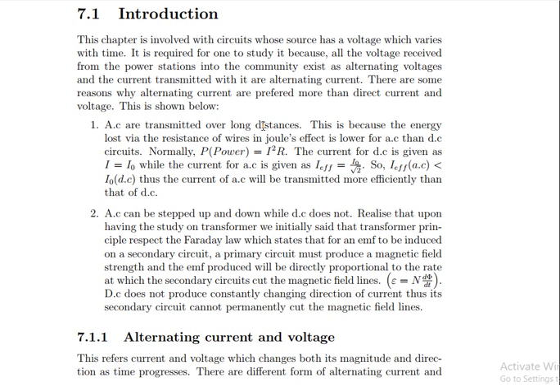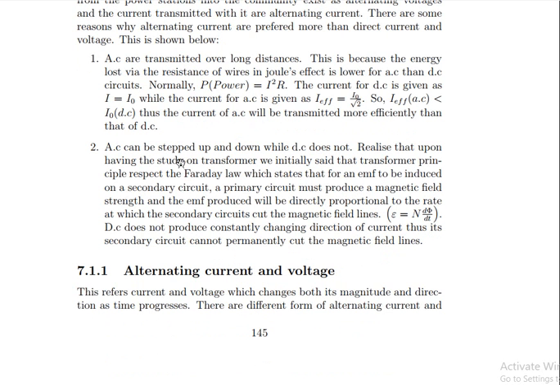distances compared to DC. The second reason is that AC current can be stepped up and stepped down via transformers using Faraday's law of electromagnetism, as you have seen in the electromagnetism chapter.